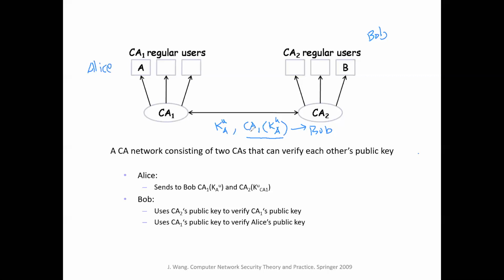Okay, so that means in addition to sending this to Bob, you should also send the certificate for CA1's public key that's certified by CA2. So this is CA1's public key, and it has to be certified by CA2. Likewise, if Bob sends his public key certificate to Alice, it needs to send over a certificate of CA2's public key. So that's how different users of different CAs can certify each other's public key certificates.